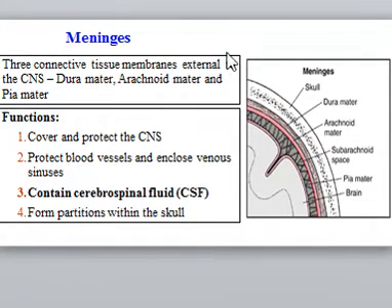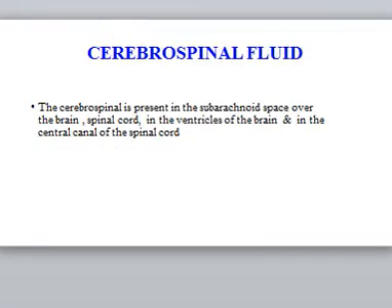So what are the overall functions of the meninges? They protect the CNS, the central nervous system, and protect the blood vessels, enclose the venous sinuses, contain the cerebrospinal fluid, and make the partitions within the skull. And the cerebrospinal fluid is present in the subarachnoid space over the brain and spinal cord, in the ventricles of the brain, and in the central canal of the spinal cord.